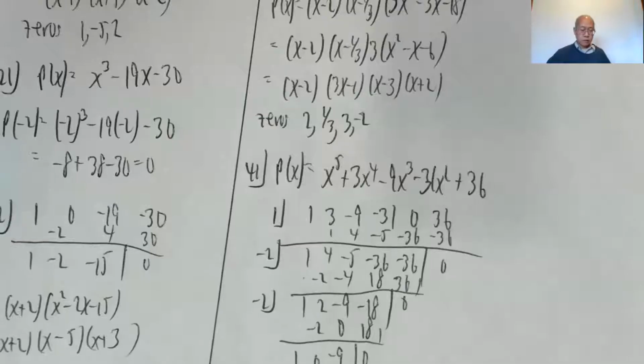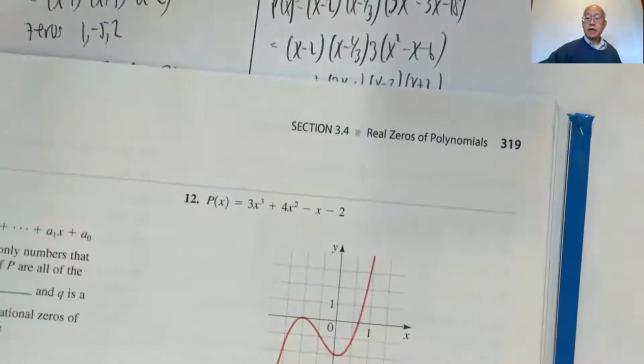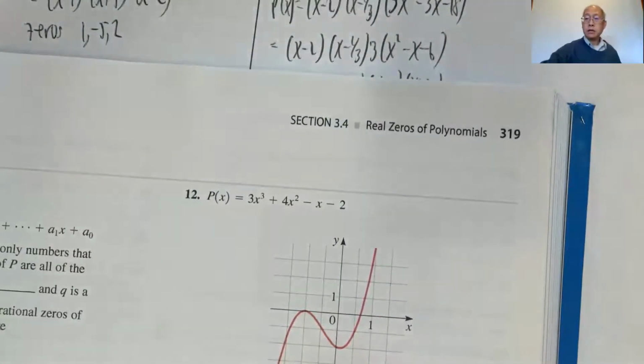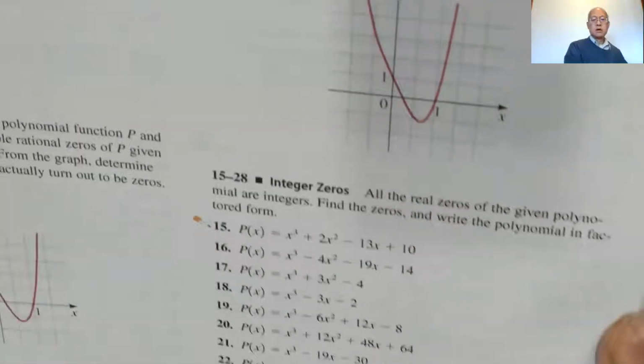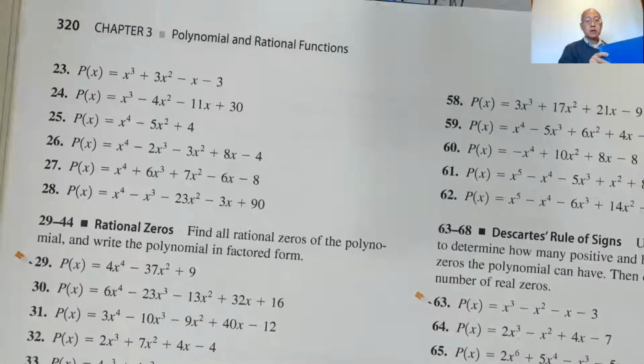This is section 3.4. We're supposed to do 15 to 61 odd. So let me go ahead and show that to you. 3.4, page 319, it looks like. So that's 15 through 21. Some more.